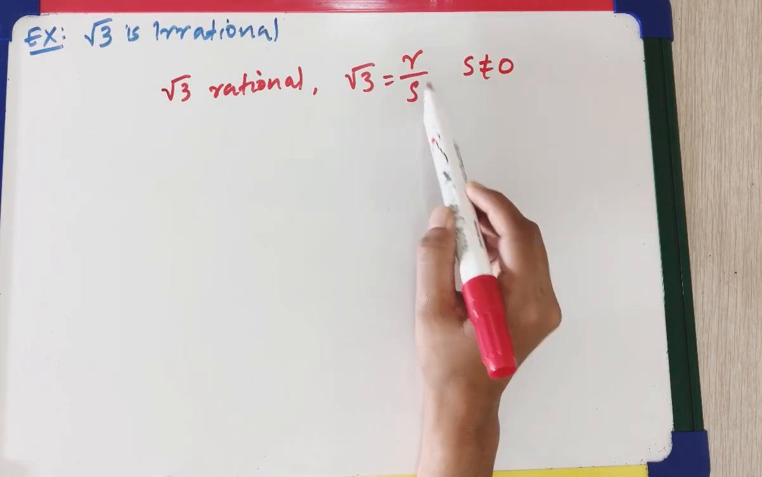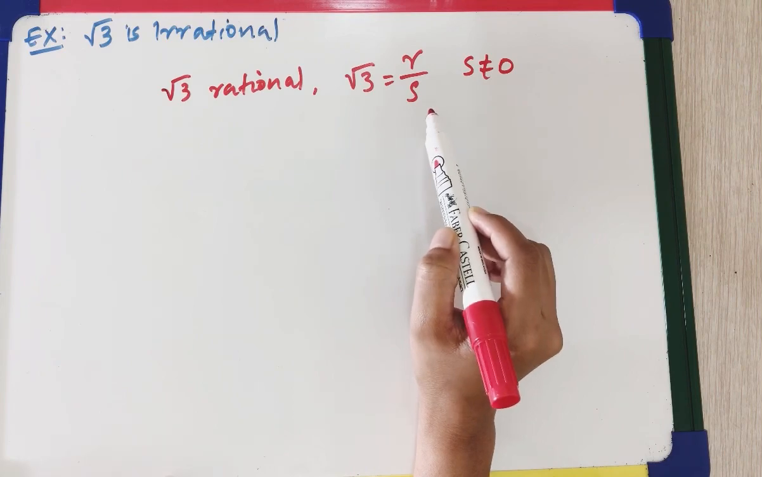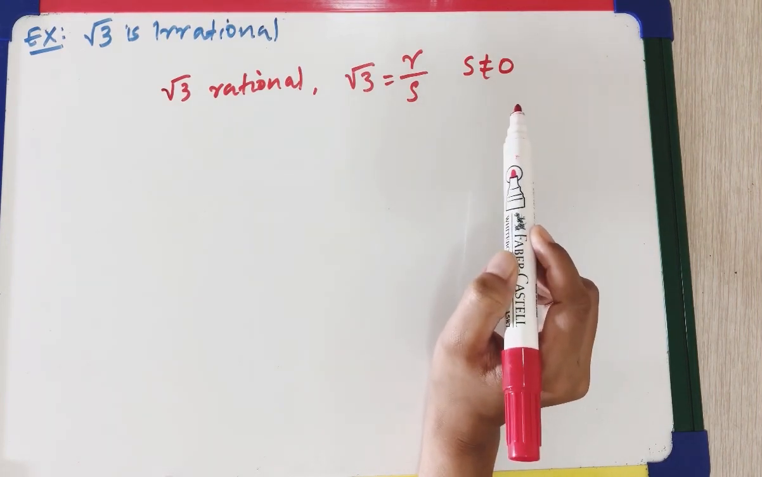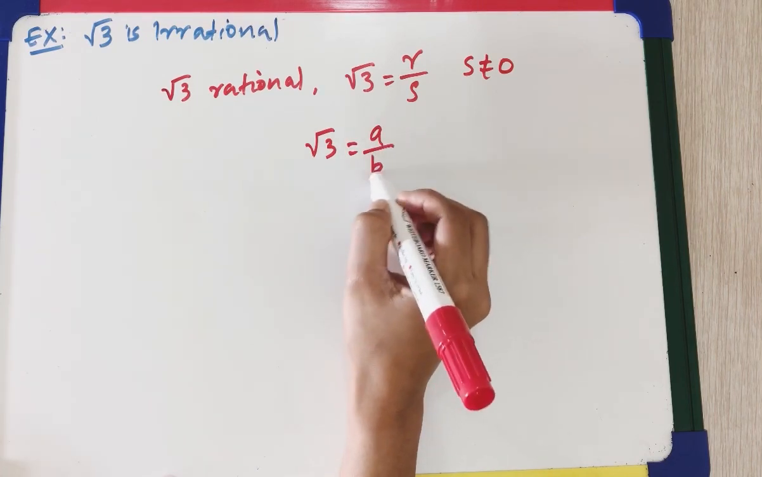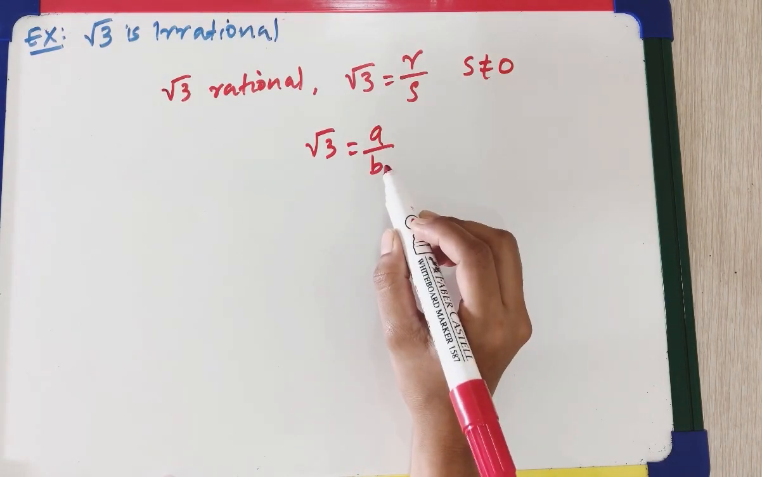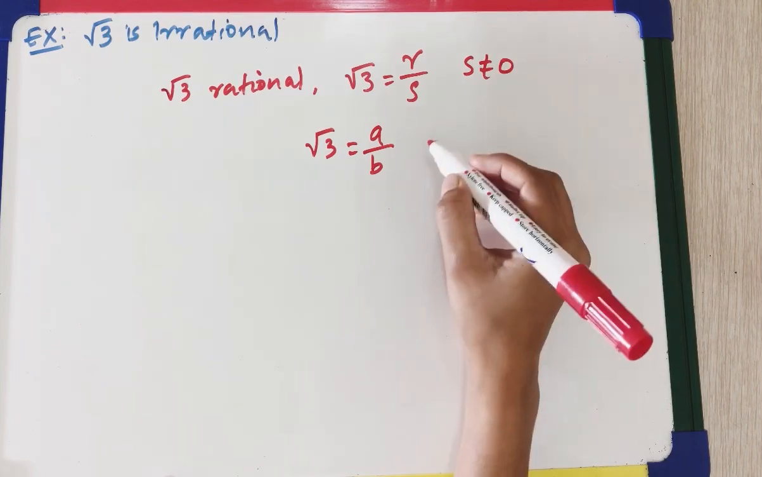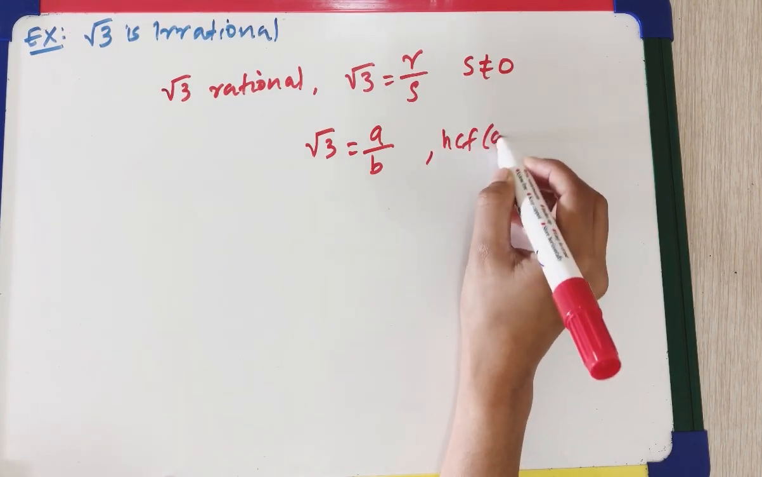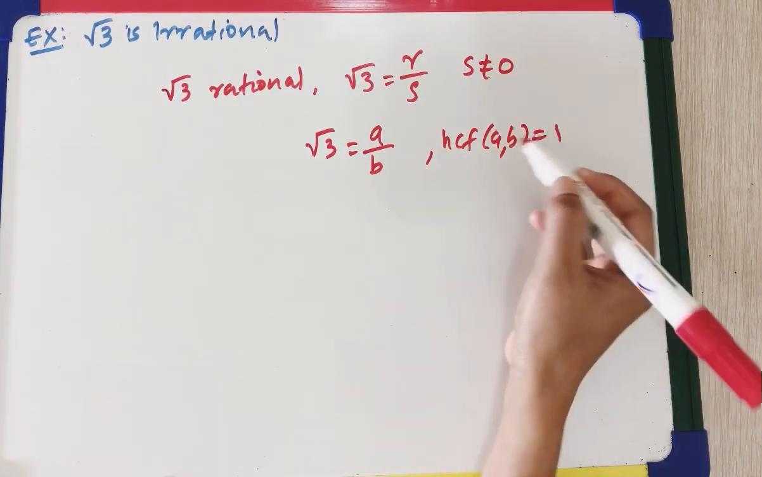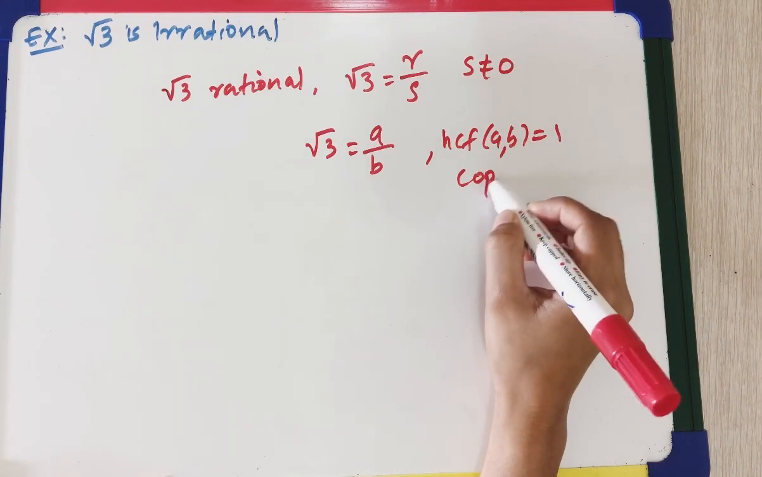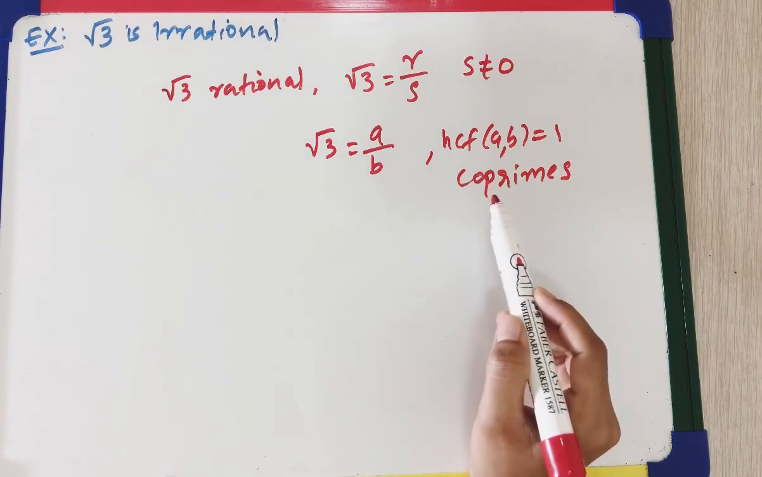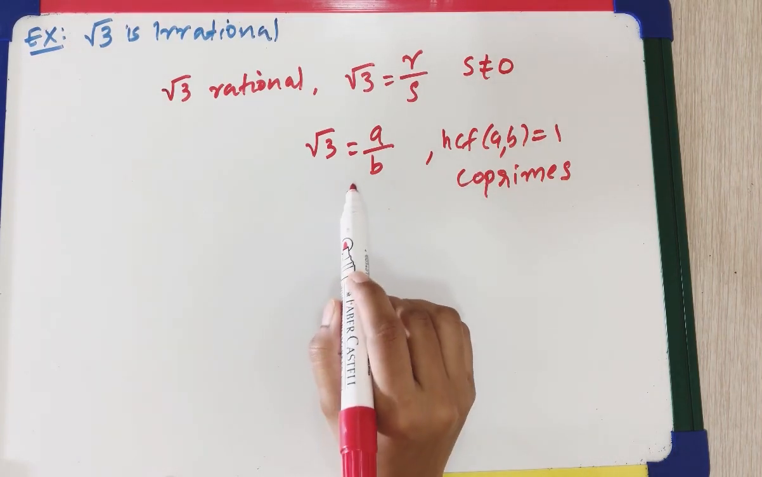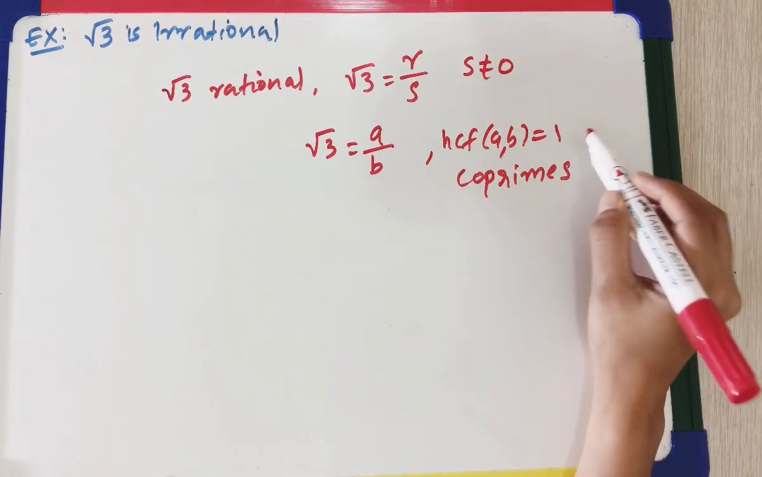Now, if r and s have some common factor other than 1, divide by that common factor to get root 3 is equal to a by b, where a and b have only 1 as a common factor, or HCF of a and b equal to 1. This is called co-primes. A and b are co-primes. Now take co-primes a and b such that root 3 is equal to a by b.